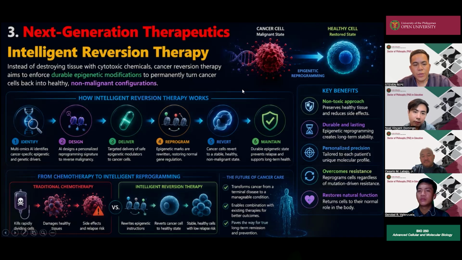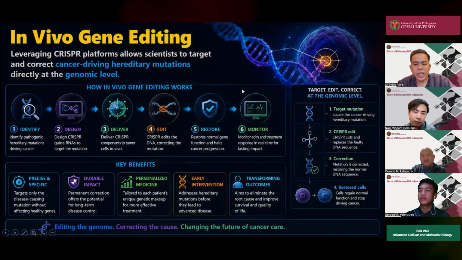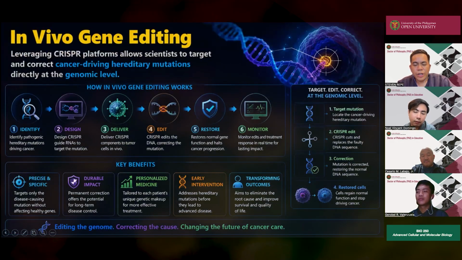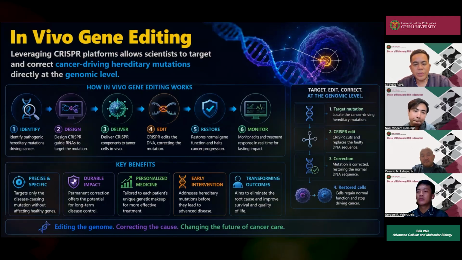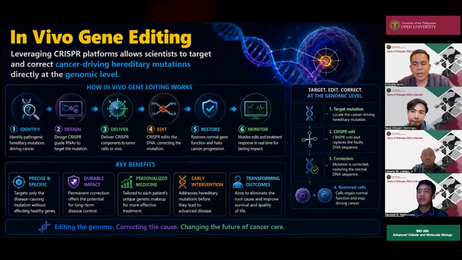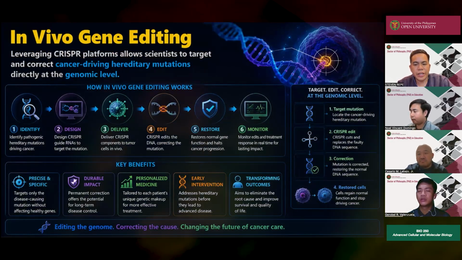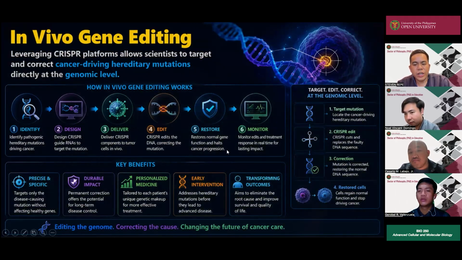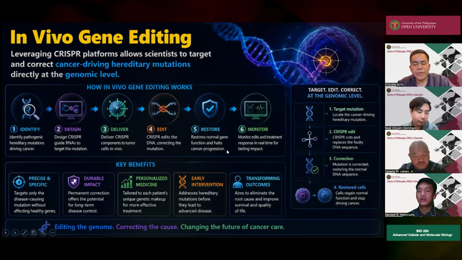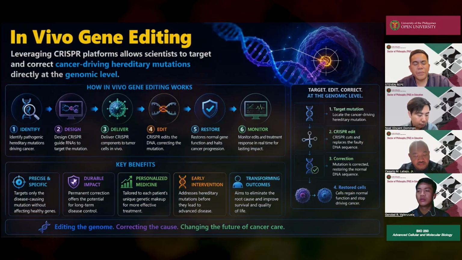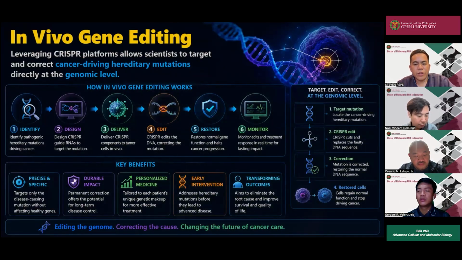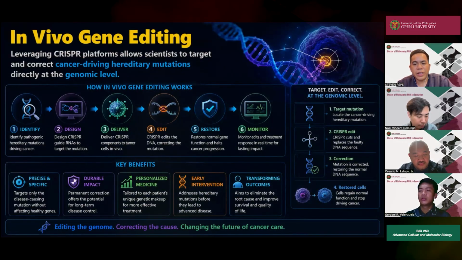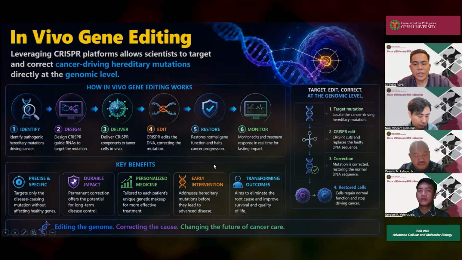We also have the in vivo gene editing, wherein it uses the CRISPR platforms to target and correct cancer-driving mutations directly in the genome. This technology has strong potential, especially for inherited cancer-related mutations. However, it must be carefully controlled because, of course, editing DNA requires high precision.